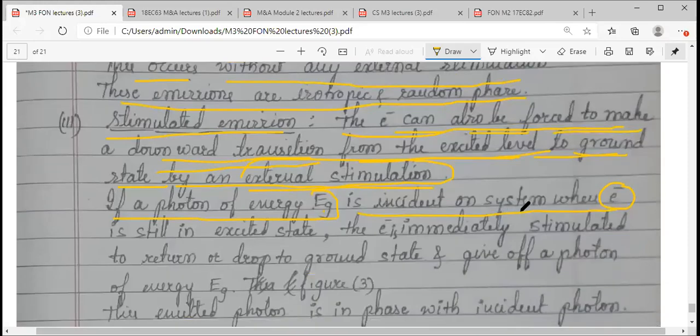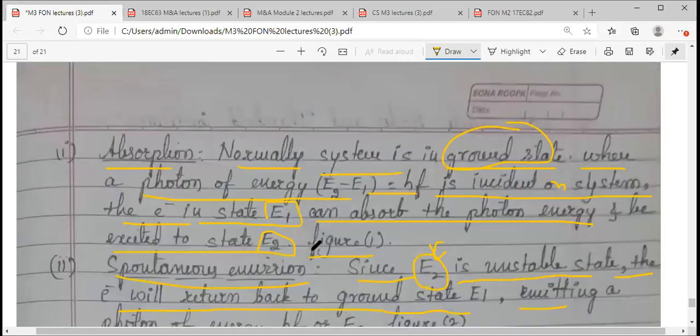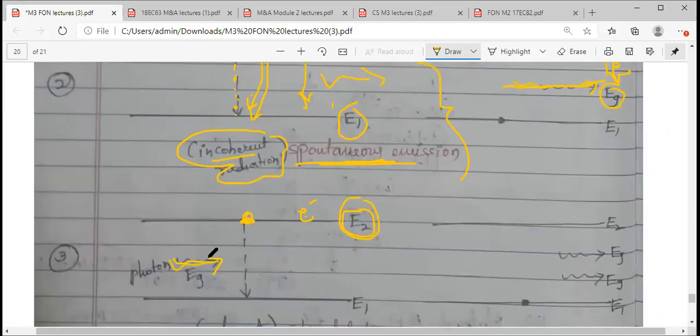So when a photon is incident on the system, when the electron is already in the excited state, at the higher level, the electron is immediately stimulated. So it will be forced to return or drop to the ground state. Much before it itself can come back, we are forcing it to come back. And while doing so, we are supplying a photon and asking it to come to the ground state. In this process, it gives off a photon of energy Eg. You can see in the figure. We are supplying Eg to this electron.